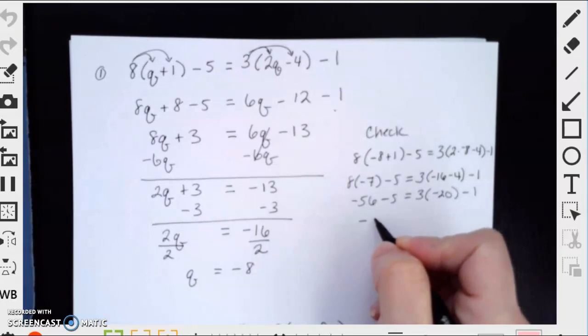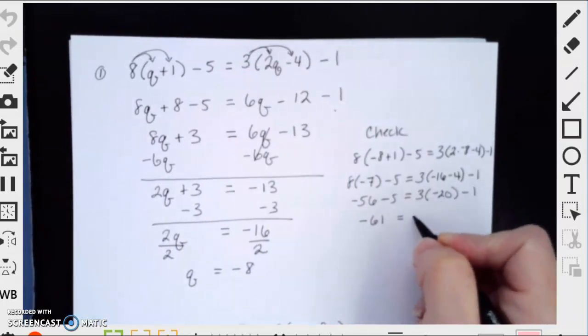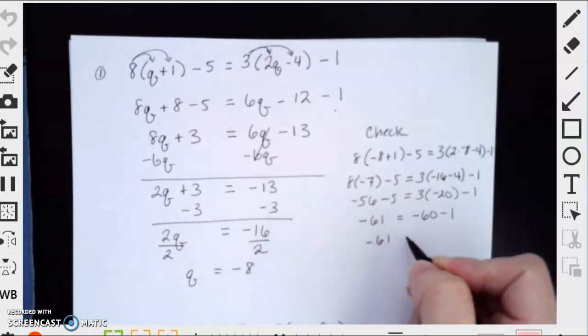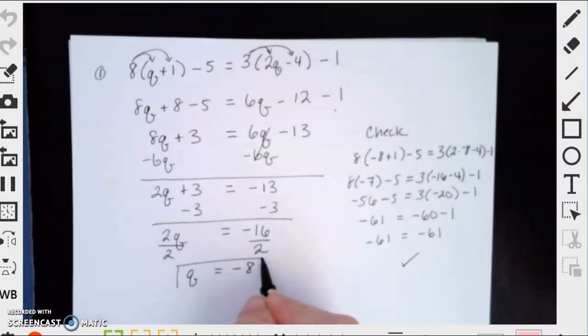On the left-hand side, I have negative 61. On the right, 3 times negative 20 is negative 60 minus 1. And then do one last step on that right-hand side to show that I have the same value on both sides of the equation. Negative 61 equals negative 61. If you have the same quantity, your equation is true, which means that negative 8 is the correct solution.